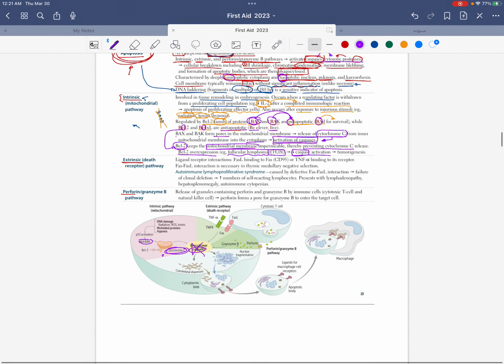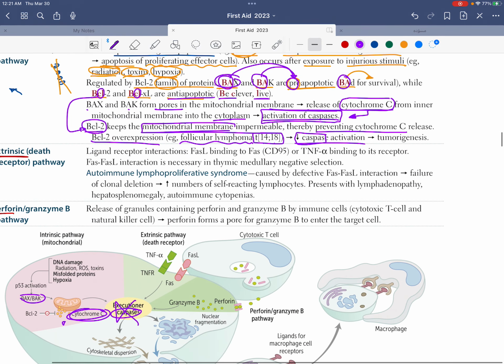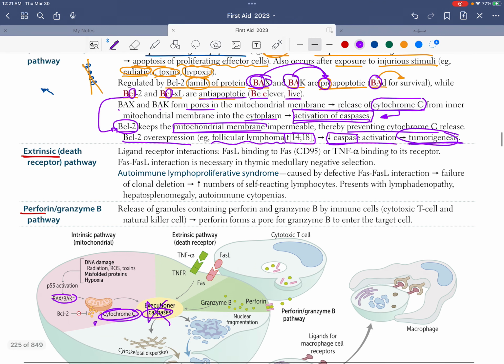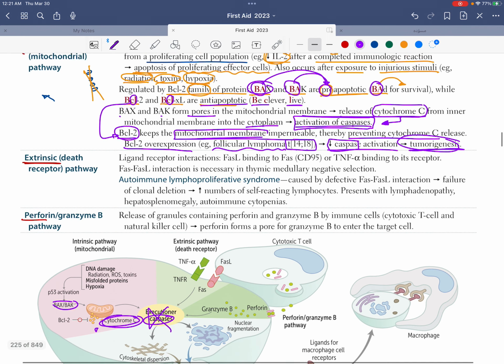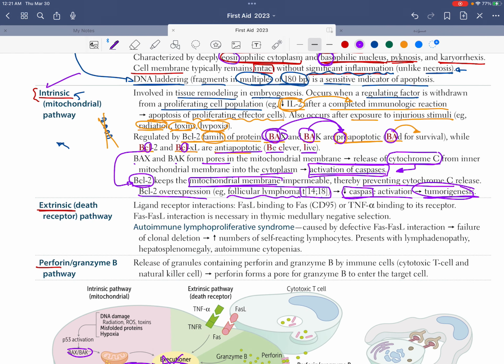That's why we have tumorigenesis. We are not allowing the cell to undergo programmed death, so they just don't die. And that means a lot of cells ending up creating a tumor. So that's the basic idea behind tumorigenesis. That's for the intrinsic pathway, when the mitochondria starts the whole thing.